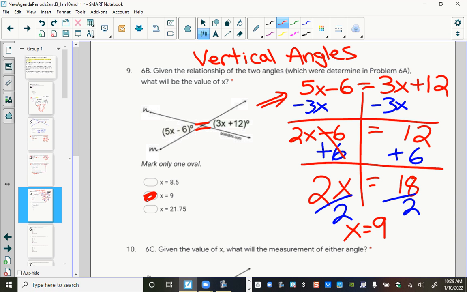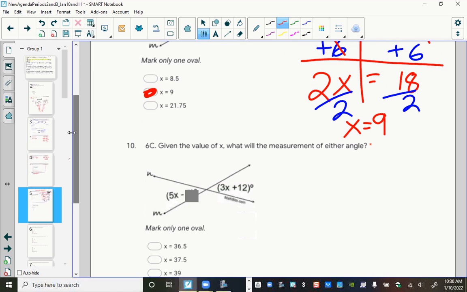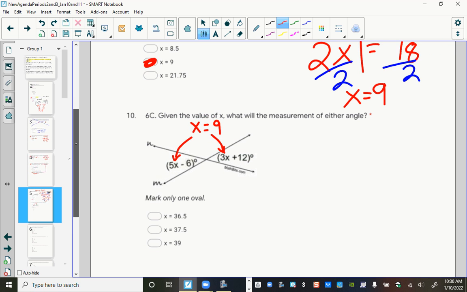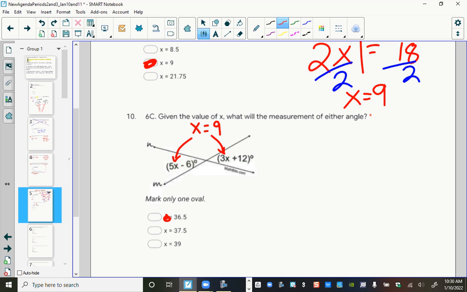All right, now, the next question. Now, these questions are going to be connected, if you already know. You take your x. I want your angle measurement. And you can use it in either one. You could either use it here or there. And it should say measurement, so don't worry about the x equals part. So we plug in x into either 5x minus 6 or 3x plus 12.